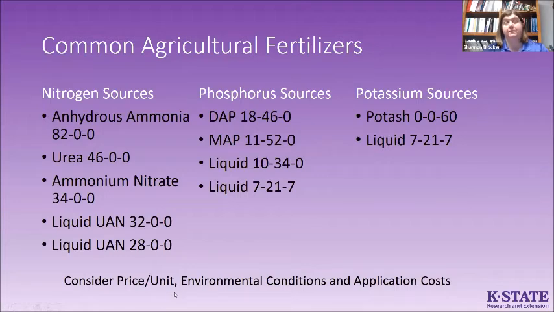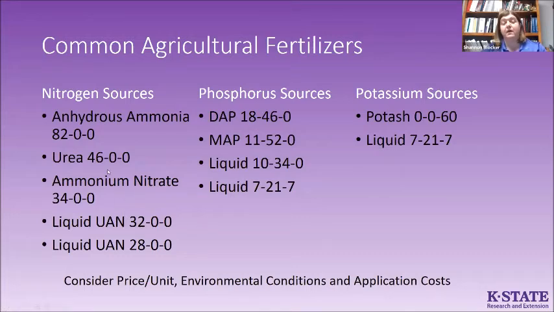So for example, more times than not, although now might be the exception to that rule, ammonium nitrate is going to be cheaper per ton than urea, but on a cost price per unit, it will often be more expensive than urea. So that's an example of something to keep in mind. Environmental considerations are also important.